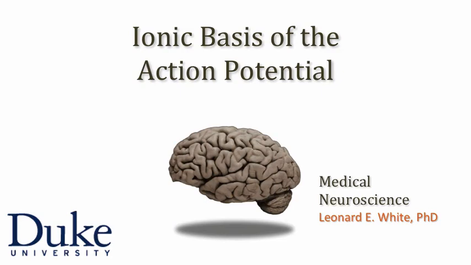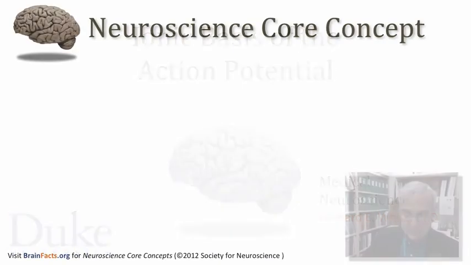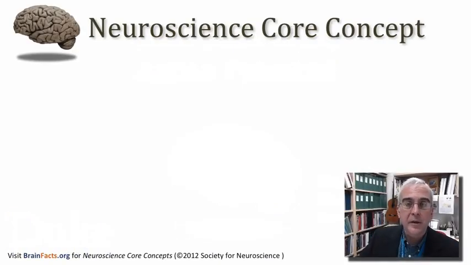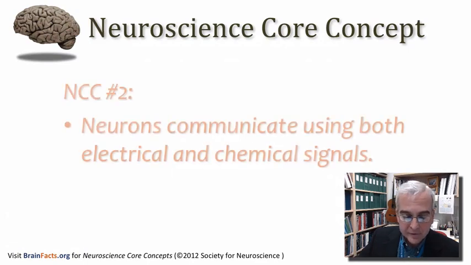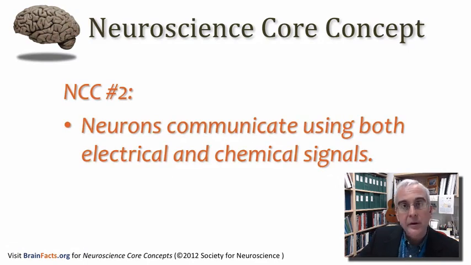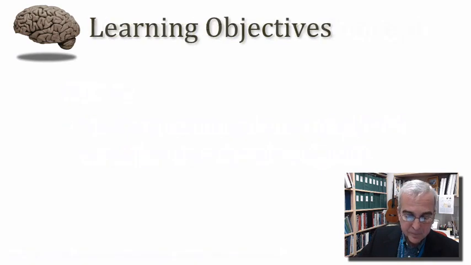Hi everyone, welcome to this tutorial on the ionic basis of the action potential. What we're going to talk about today relates once again to one of our core concepts in the field of neuroscience, and that is that neurons communicate using both electrical and chemical signals. So today we're going to talk about one of the most important mechanisms within the nervous system for communicating with electrical signals. We have some learning objectives for you today.